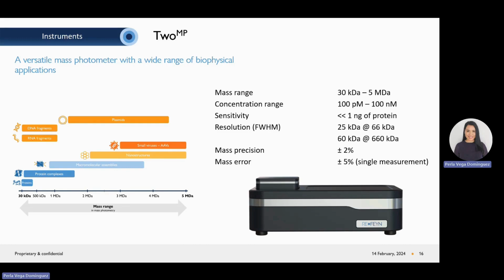The 2MP can detect particles between 30 kilodalton and 5 megadalton and operates at a concentration range between 100 picomolar up to 100 nanomolar. It has a mass precision of 2%. And overall, as a general rule of thumb, it can tell apart species that have a mass difference of 10%.